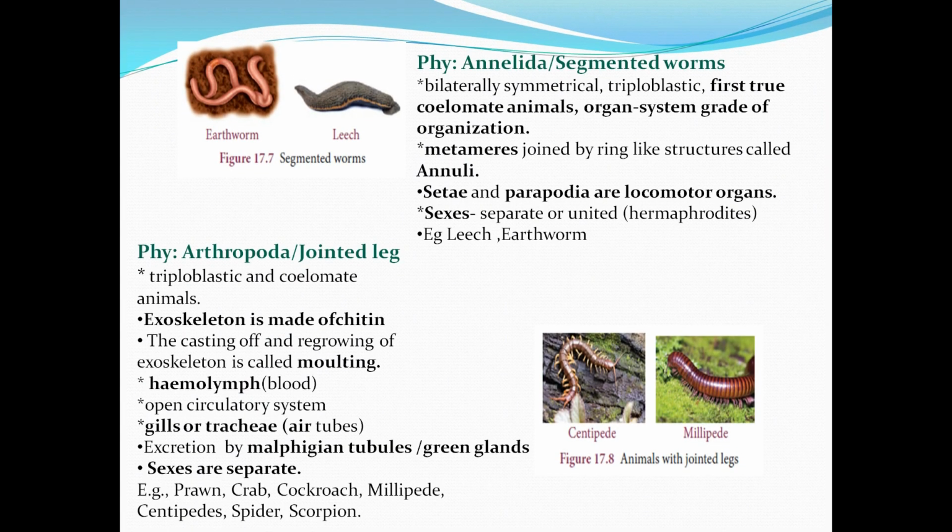The next phylum is Annelida. Annelida constitute the segmented worms. These animals are bilaterally symmetrical, triploblastic and the first true coelomate animals.